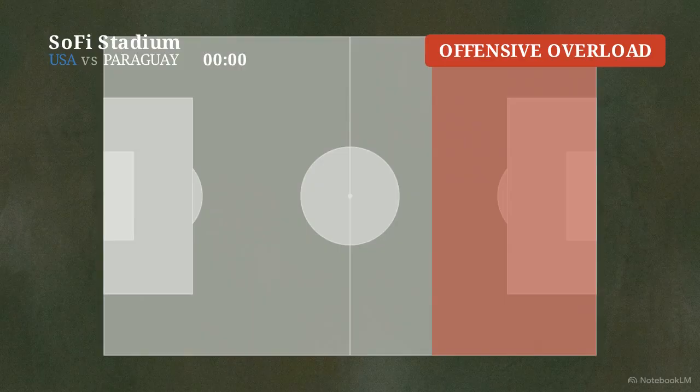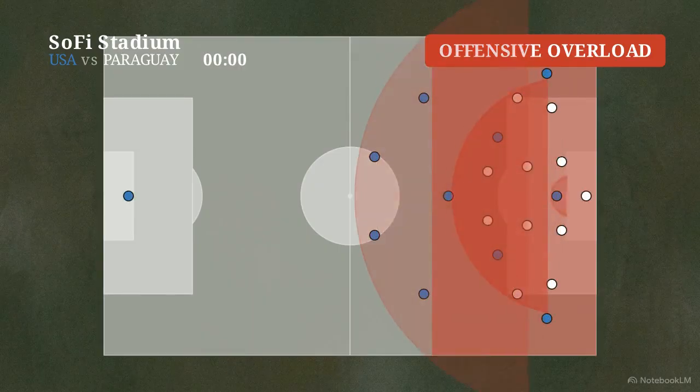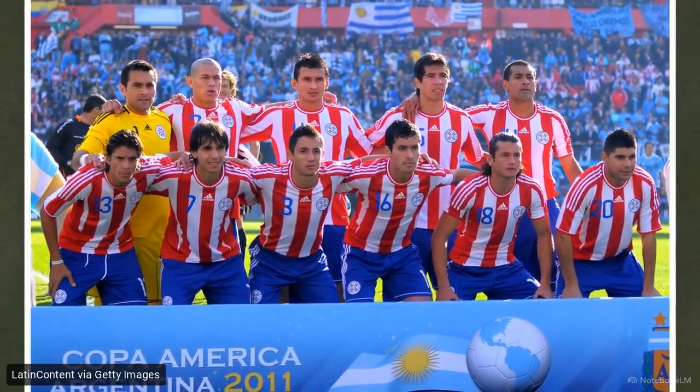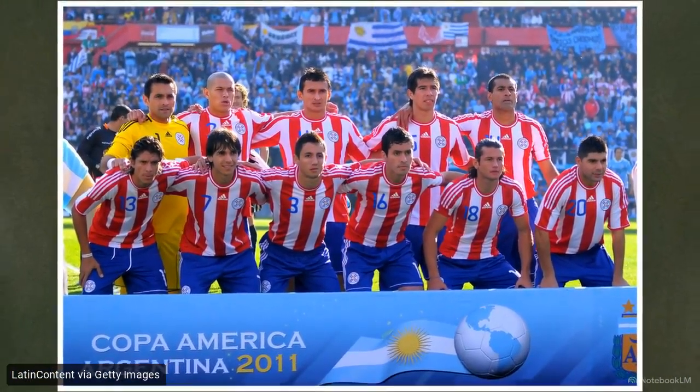Shifting to SoFi Stadium, we reset the timeline to the opening whistle of the USA versus Paraguay fixture. Notice the offensive third immediately turning deep red. This illustrates an offensive overload. The U.S. suffocated the opponent's transition space right from kickoff. Faced with this immediate pressure, Paraguay lost all ability to establish their intended counterattacking rhythm.